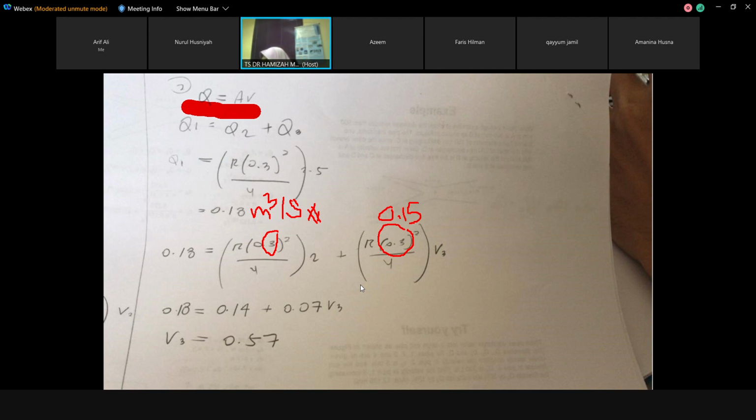Betul tak jawapan you all yang lain ni? Dapat 0.57? Saya dapat 6.45. Okay, so 9.45. Orang lain? Kalau 6.333 daripada awal ambil 3 tempat perpuluhan, boleh lah. Ni decimal tak kisah. Yang penting you boleh buat betul calculation ni. So jawapan dia 6 pun saya dah tengok. Okay, 6. Betul lah tu. Okay, decimal we don't consider sangat kecuali yang macam ni.